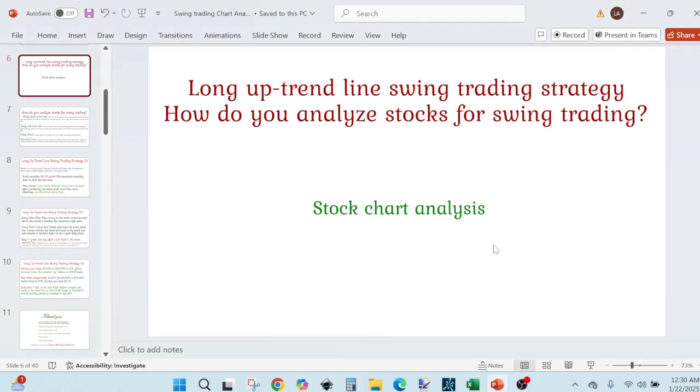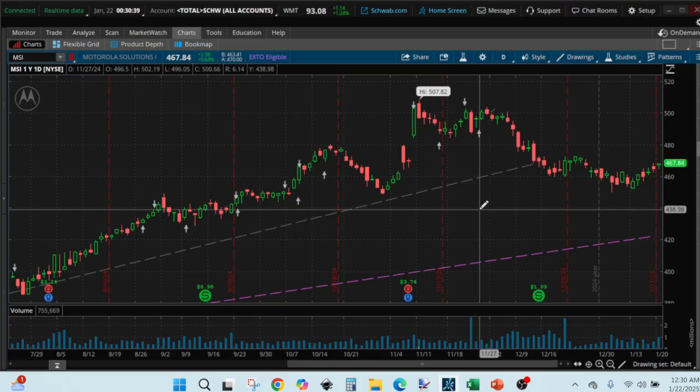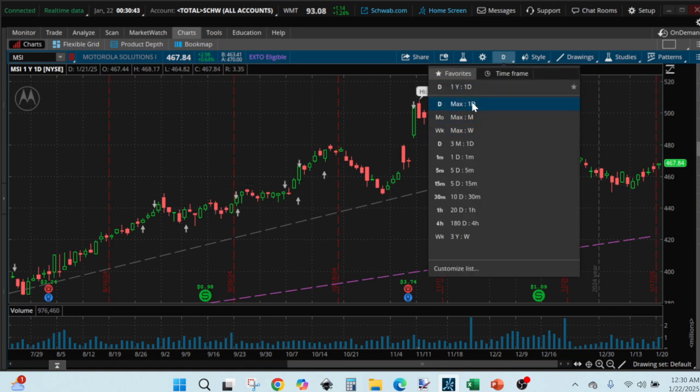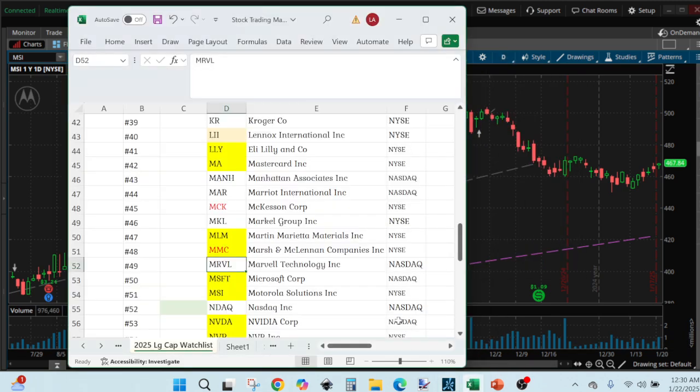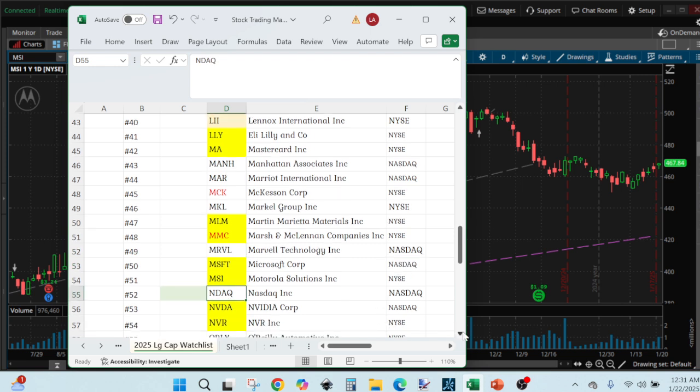Hello, how do you analyze stocks for swing trading if you are using the long uptrend and swing trading strategy? You can swing trade on the daily chart. You can use the maximum daily chart or the 1 year daily chart, or you can use both, going back and forth between them. We have Thinkorswim, a platform, open to analyze the stock charts, and the next one we'll analyze is NDAQ.